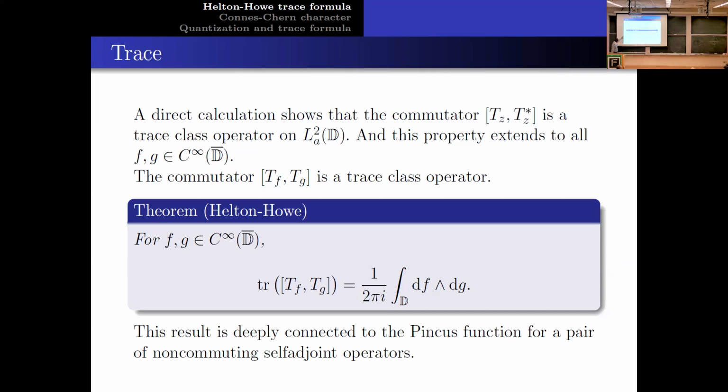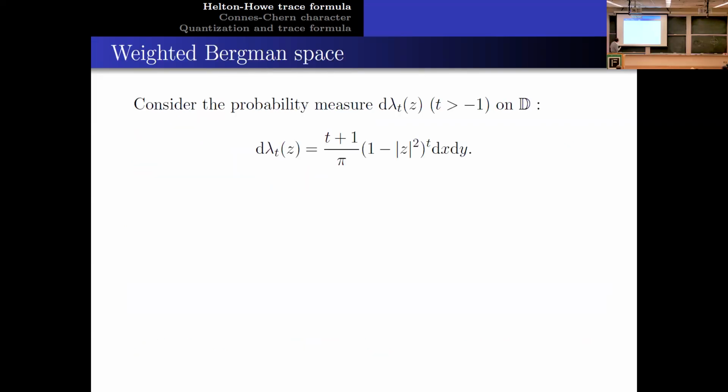Many people were involved in the study: Helton-Howe, Carey-Pincus, Brown, many people I guess were involved in such studies. So what we're trying to study today is generalizations of this trace formula. First of all, as I said, I would like to put this space into a family, so I would like to introduce this parameter t.